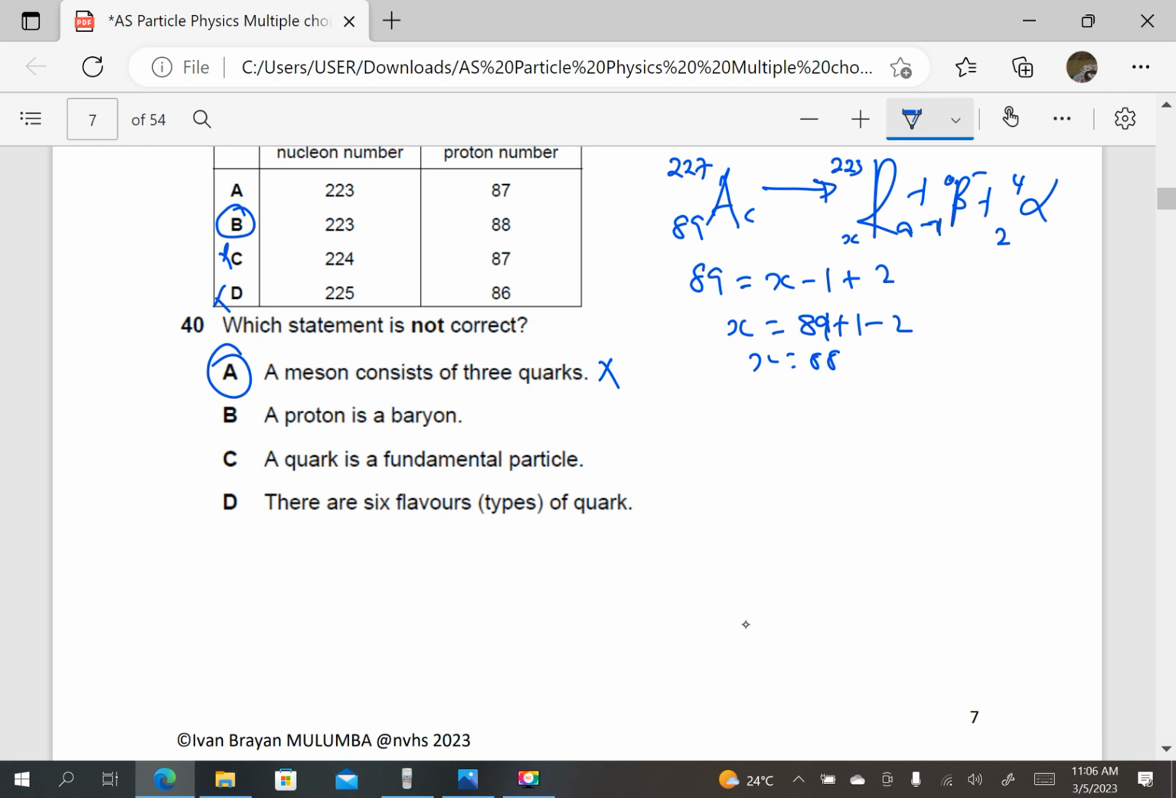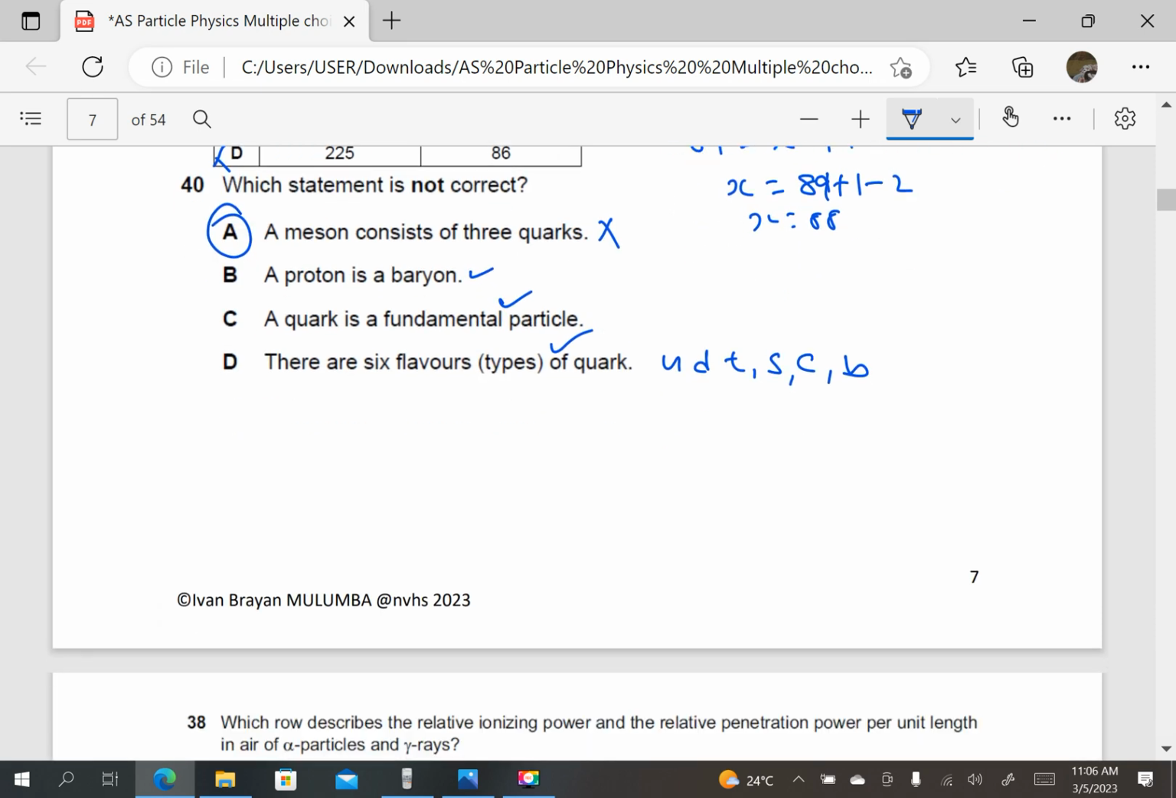A proton is a baryon. That is true because it has 3 quarks. A quark is fundamental. That is true. It is not broken down any further. There are 6 flavors of quarks. That is true, which is up, down, top, we have strange, we have charm, and bottom. Those are the 6 flavors of quarks. So a meson consisting of 3 quarks, that is not true because a meson is a quark and an antiquark.